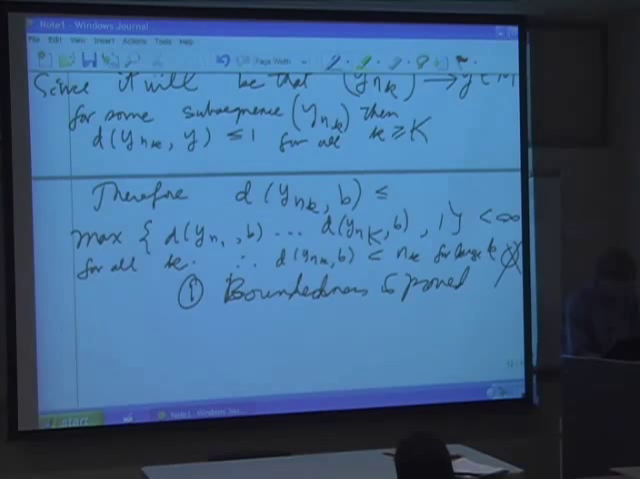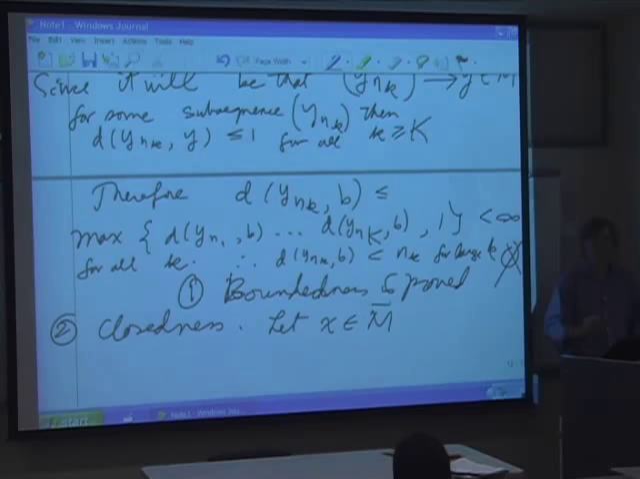Okay. Then how do you do two? How do you do closedness? That's also a really short proof. Let x be in M bar. That was the hard part I already did. Let x be in M bar, where M bar is the closure in X.